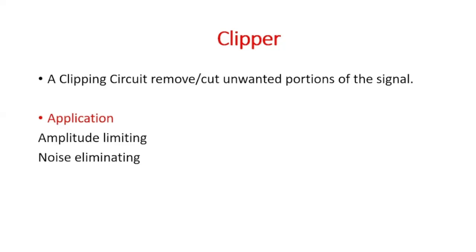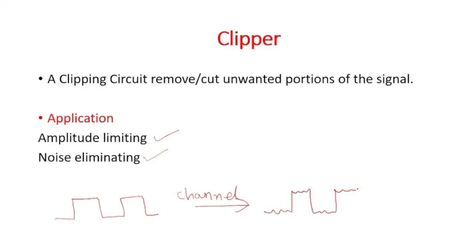The applications of the clipper circuit are amplitude limiting and noise elimination. Now take one example. If we want to pass this signal through a channel, after passing through the channel, the signal becomes noisy. It looks like this. So if we want to remove or cut this noisy portion, we use a clipper circuit.